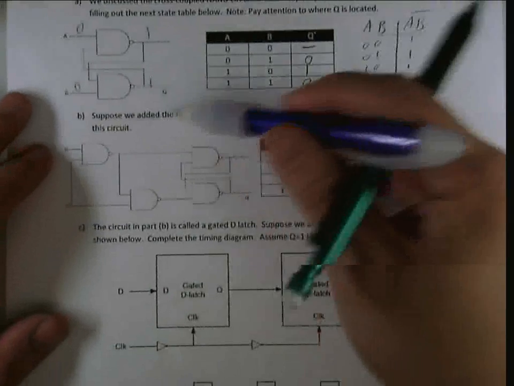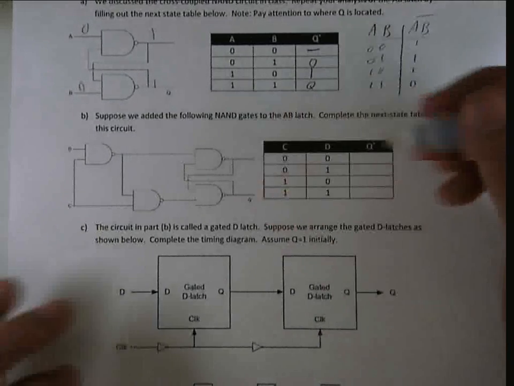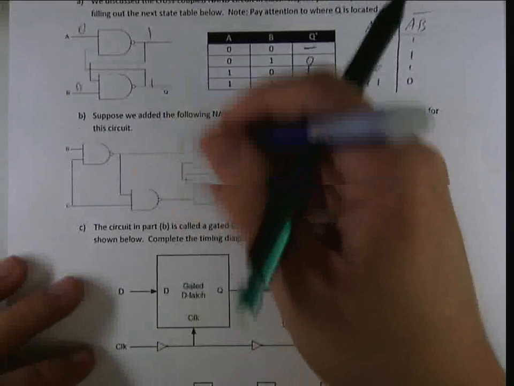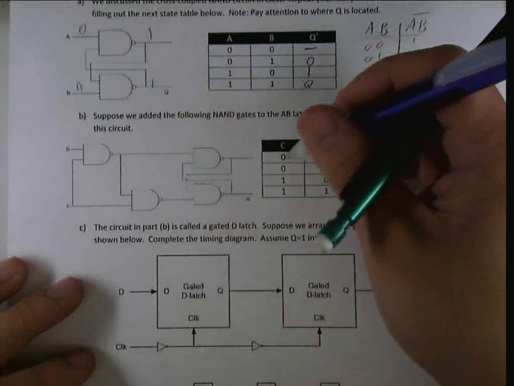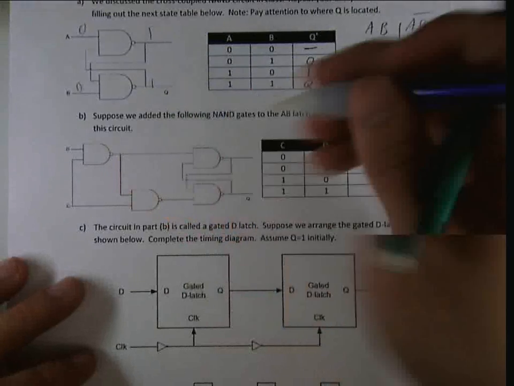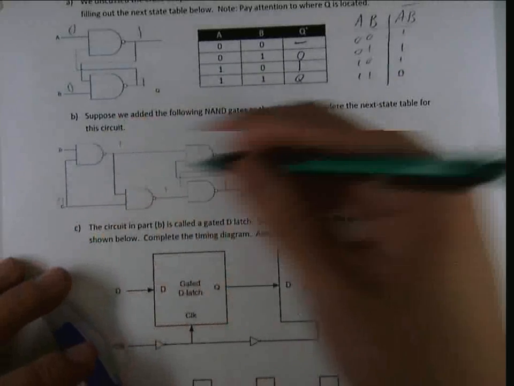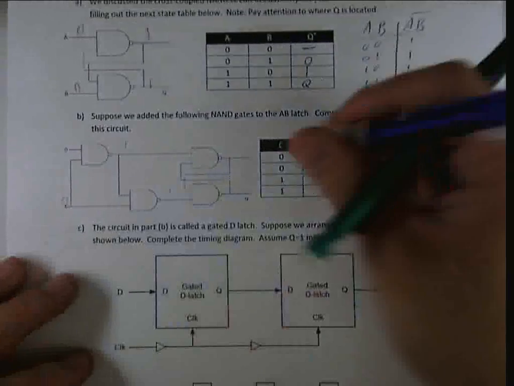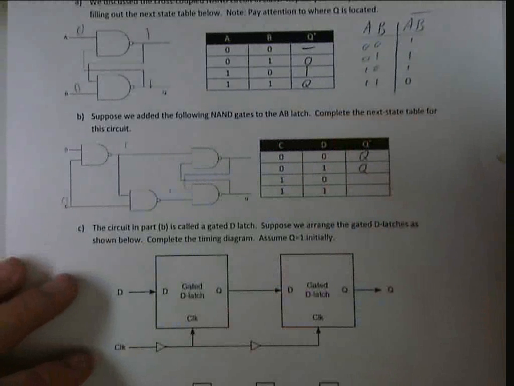So now, moving on, suppose we added the following NAND gates to the AB latch. Complete the next state table for the circuit. So I know how this is going to behave, so I just need to figure out how this is going to relate to that. Essentially, whenever my clock is 0, this is going to be a 1, and this is going to be a 1. So when C is 0, this will be 1, and this will be 1, no matter what happens. So I'm always inputting a hold during C equals 0. So this is going to be equal to Q, and this is going to be equal to Q.